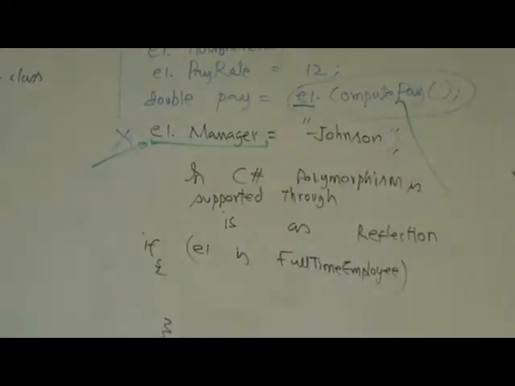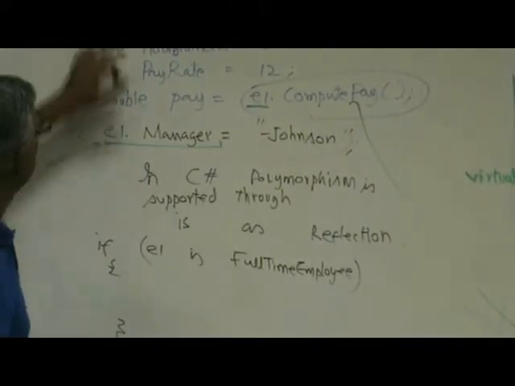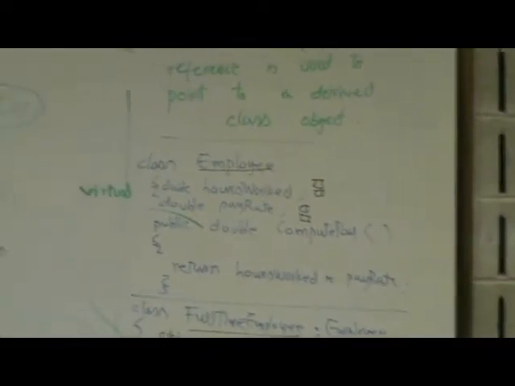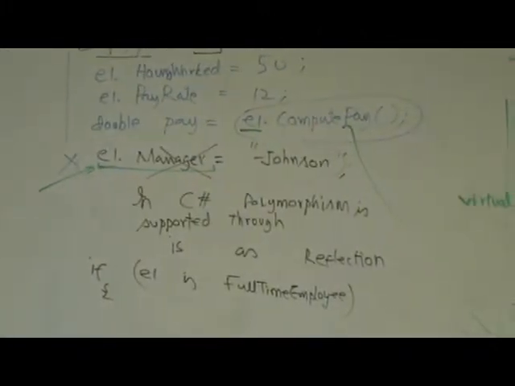E1.manager equal to Johnson. What will the compiler do? Okay. Go over here. Is there a manager over here? No. So that's why I said this code won't even compile. So we will not write it like this. Okay, so how will we write it?